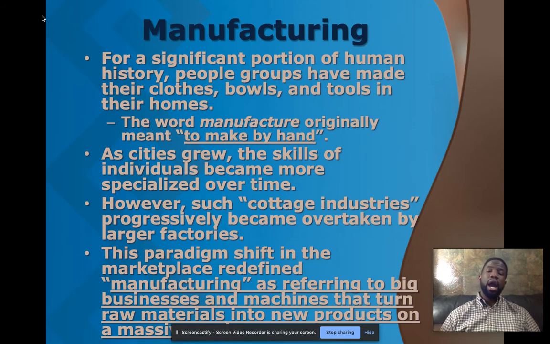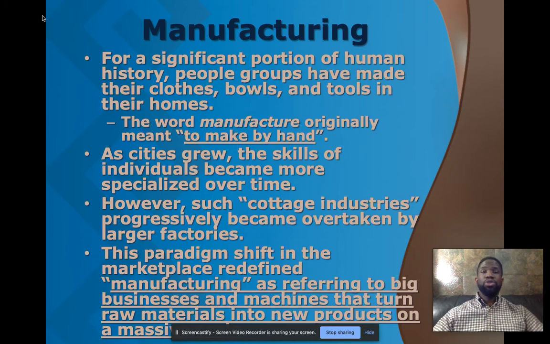However, these cottage-based industries progressively became overtaken by larger factories. So this is where we begin to see a paradigm shift, if you will, which, going back to section one dealing with the agricultural revolution, is where we really begin to see a shift when science, machinery, and engineering go hand in hand, and they increase the level of productivity based upon the invention of machines that are taking the place of humans.